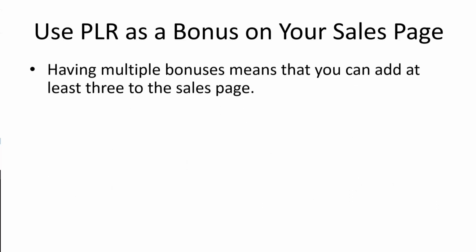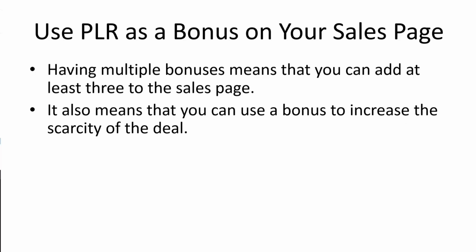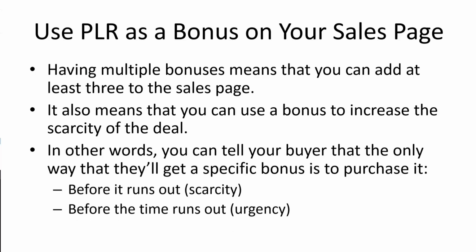Now, having multiple bonuses means that you can add at least 3 to the sales page, and that's really what you should be looking to add. That tends to be the average of people who are selling information products. Now, it also means that you can add a bonus to increase the scarcity of the deal. So in other words, what you're doing is you are going to tell the buyer that the only way they're going to get a specific bonus is if they purchase it before that bonus runs out or before the time runs out. So you are using both scarcity and urgency to your advantage.